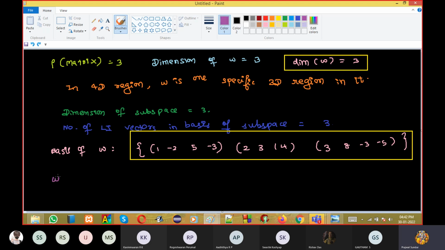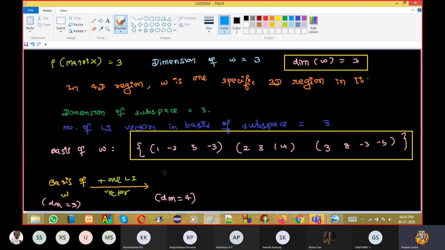I am having W1. I am having W. I will add one vector. I'll write like this: I am having the basis of W. In this I am adding one linear independent vector. I can't add a dependent vector. I'm adding one linear independent vector. And this had dimension 3. Now this will become dimension 4, correct?